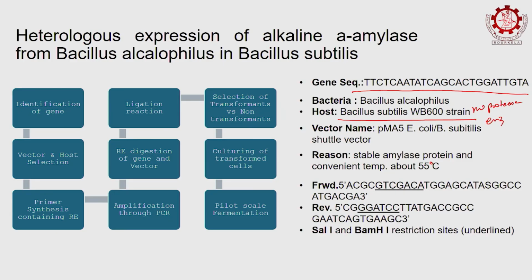So the process goes like that. First, we identified the gene. The gene sequence was given there. It was not the full sequence; I have only taken a small part just to save space. After that, vector and host selection was done. The vector was taken as pMA5, which is a shuttle vector. It can replicate itself both in E. coli as well as in B. subtilis. The host chosen is Bacillus subtilis WB600 strain. After that, the primer was synthesized for the specific gene sequence. And in that primer, there are restriction enzyme coding sequences also, because we want our gene to be specifically ligated to our vector.